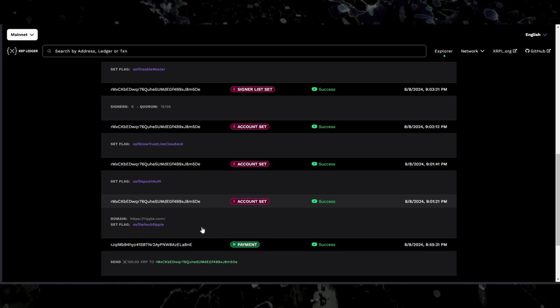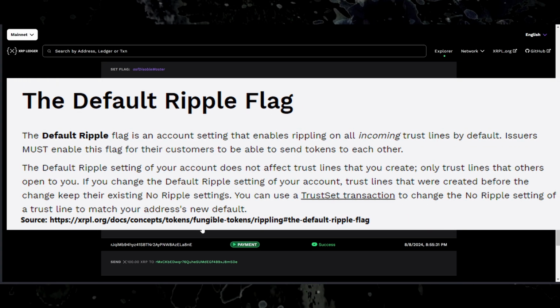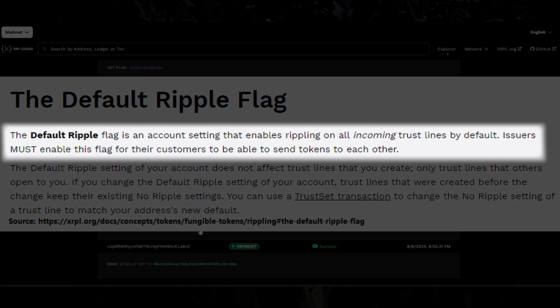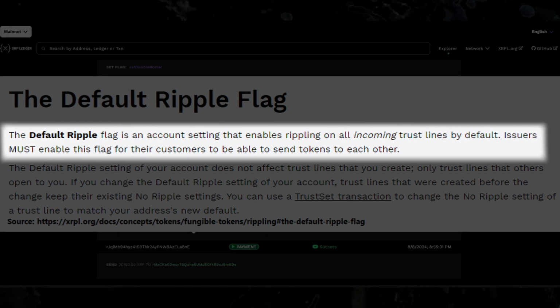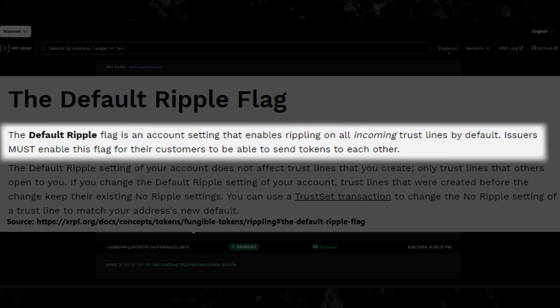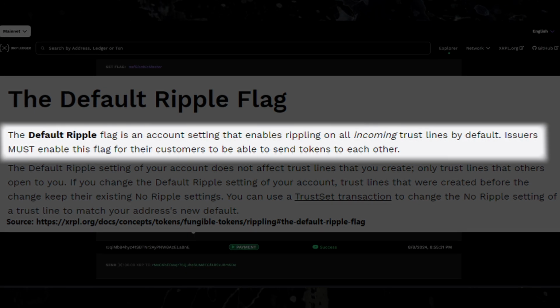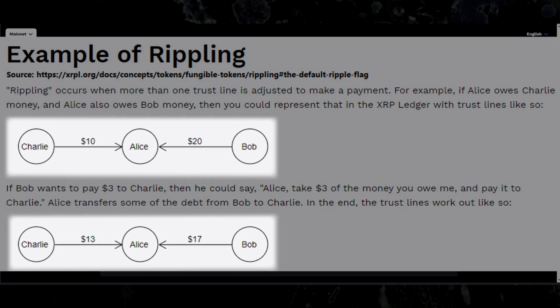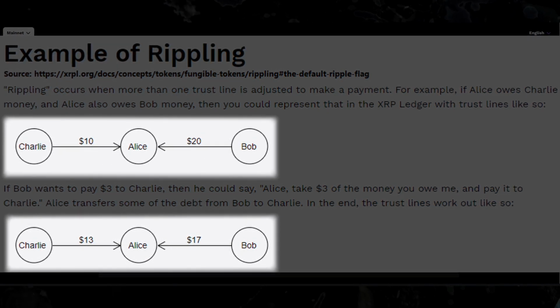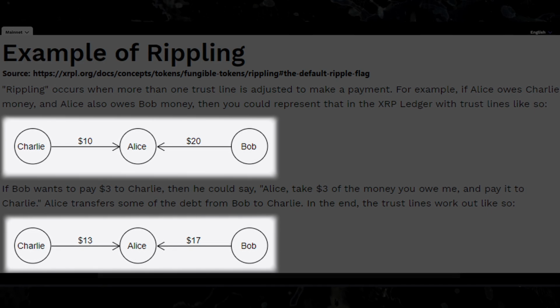The first one we will take a look at is the default Ripple flag, which is a common one that always gets enabled on issuing accounts, so that 2 people who hold the asset, like you and me, holding an asset like Ripple USD, can pay each other with the issued currency without having to run through the issuer first. For this, something called rippling is used, which is a clever way to credit and debit different accounts holding the same token.